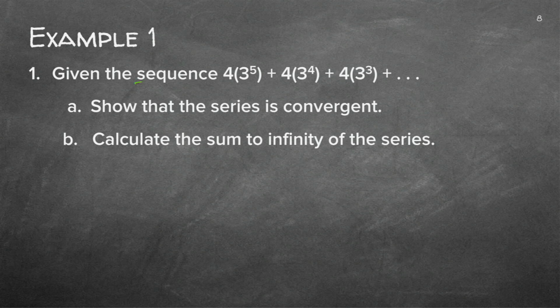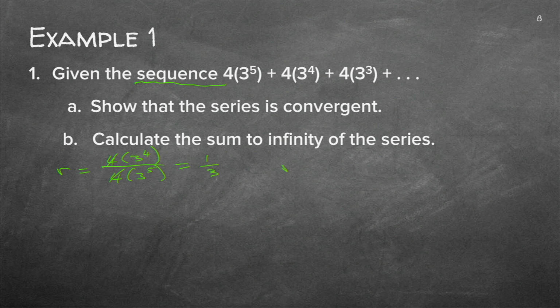Now, here they give a sequence, and they do not tell you if it's geometric or arithmetic. So I need to check my r. I'm going to check r first: 4 times 3 to the 4 over 4 times 3 to the 5. Remember, right-hand side over left-hand side. Those cancel, and it gives me 1 over 3.